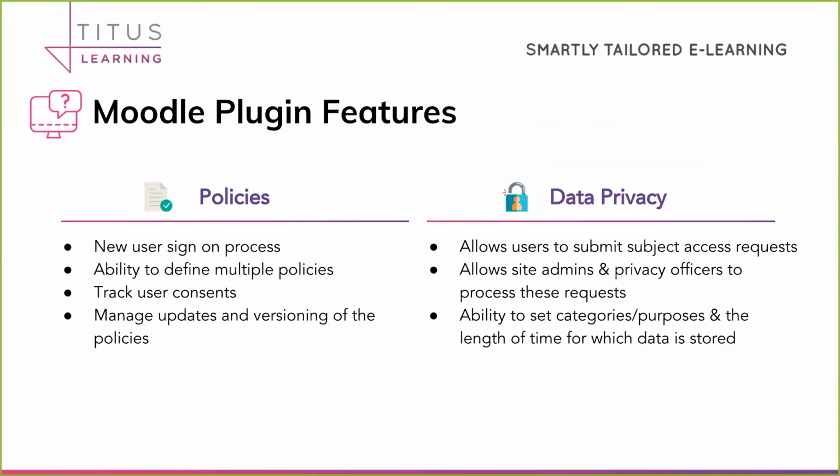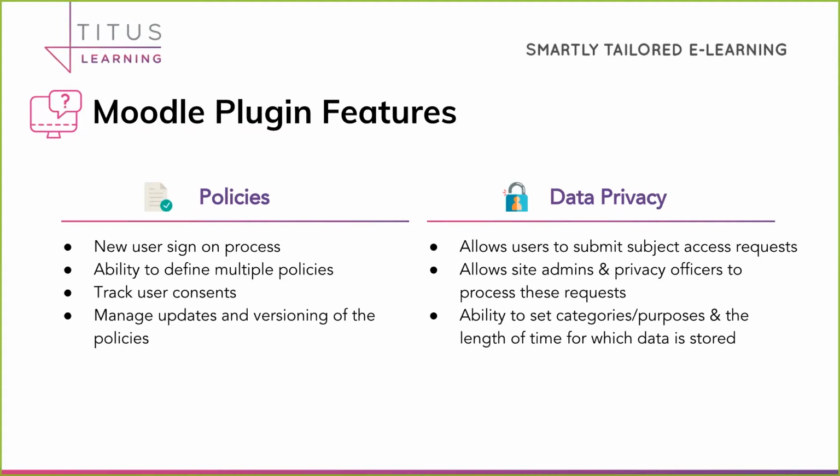So we'll now move on to look at the two plugins themselves. As I've already said, we've got one for policies. This allows you to create a new user sign-on process, which we'll cover in more detail. You've got the ability to create and define multiple user acceptance policies. You'll also have the ability as an admin to track the user consents and even agree and consent on other users' behalf. And also you can manage the updates and versioning of the policies, such as making minor changes and not actually rolling those out, needing to be accepted, etc.